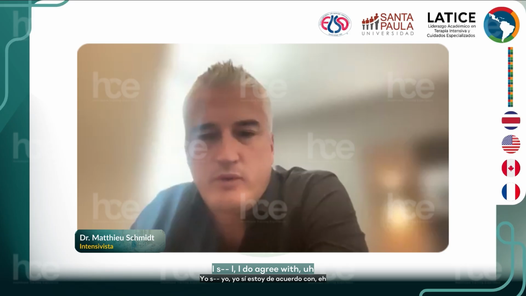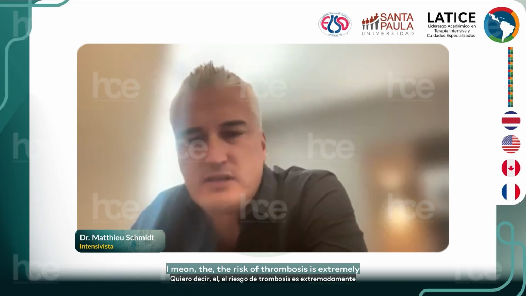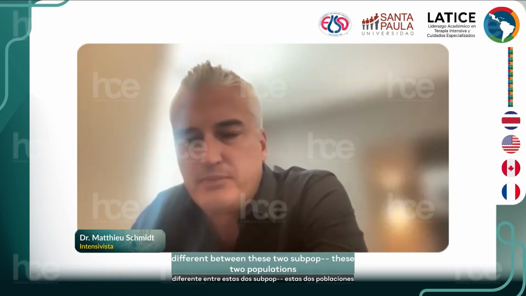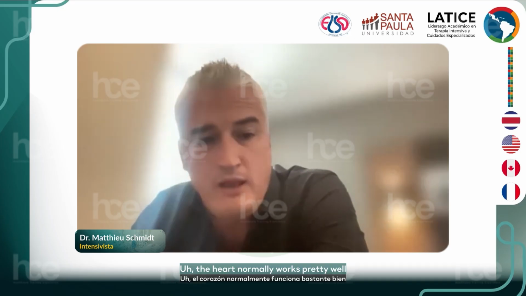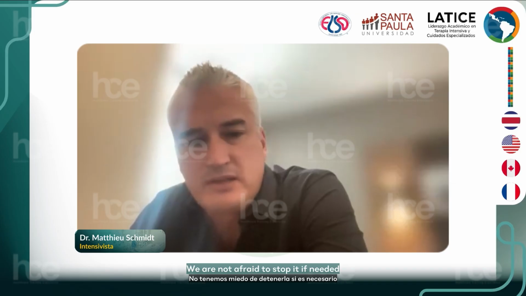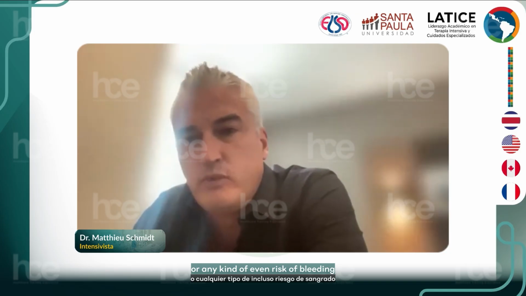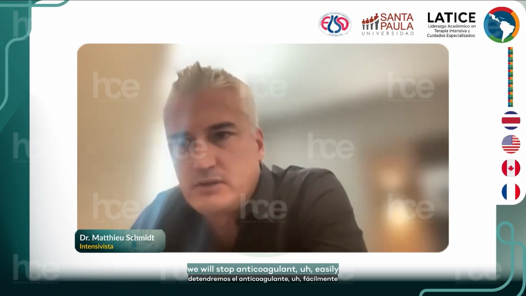Yeah, I do agree with Kara and Eddie. I think we have to be relaxed with anticoagulation on VV ECMO, and we really have to distinguish VA and VV. The risk of thrombosis is extremely different between these two populations. On VV, you are running it with higher flow, and the heart normally works pretty well, so the risk of thrombosis is much lower. So we use very low anticoagulation. We are not afraid to stop it if needed. If you have any bleeding or even any risk of bleeding, we will stop anticoagulant easily.